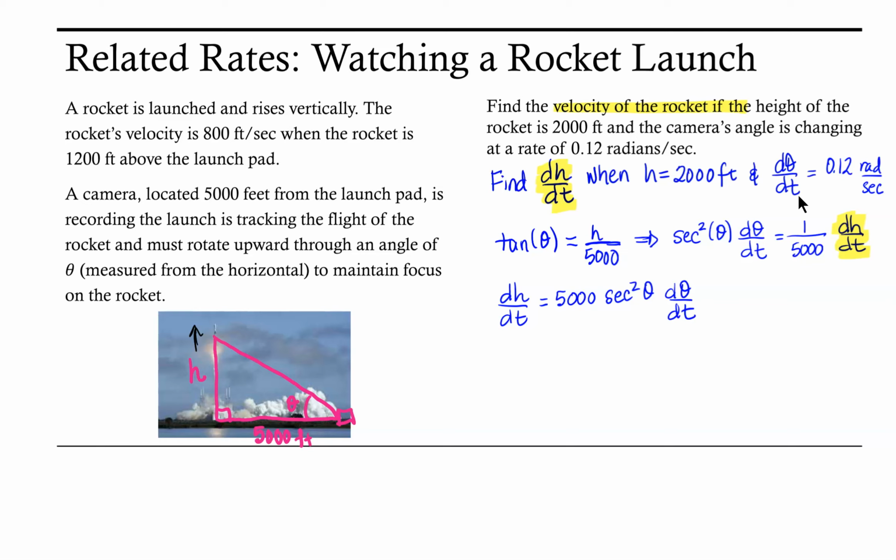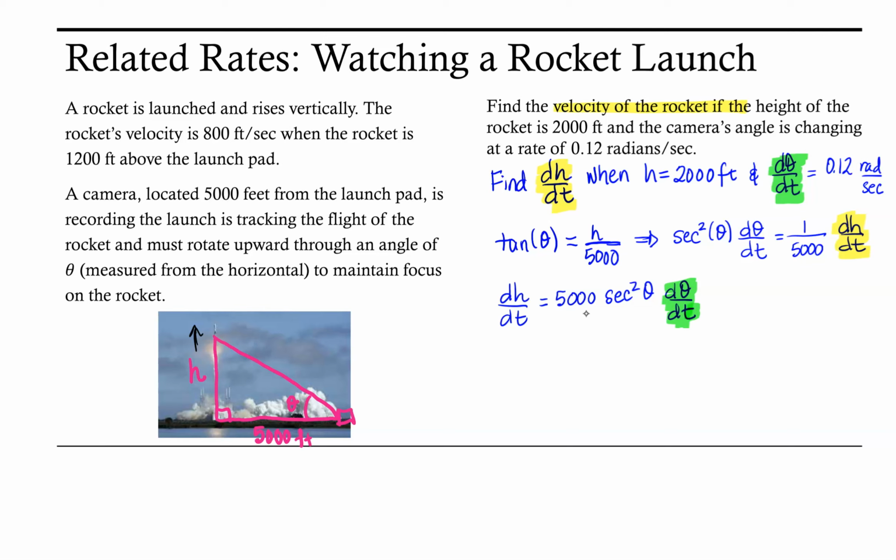Now, at this point, I need to take an inventory of what I know and what I don't know in this equation about dh/dt. 5,000 is a constant. We're good there. Notice that we were already given information about dθ/dt, so we can replace that information rather easily into our equation. But we need to determine what is secant squared of theta.